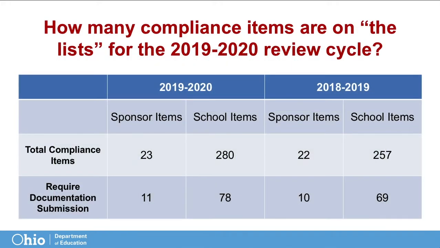So how many compliance items are on the worksheets for 2019-2020? For the review cycle, there are 23 sponsor-level compliance items included on the sponsor worksheet. 11 of the 23 sponsor-level items require sponsors to upload documentation to Epicenter. There are 282 school-level compliance items on the Oversight of Schools spreadsheet. However, 2 items are grayed out and are not included in the review. Therefore, the sponsor must only respond to a total of 280 school-level items. 78 of the 280 required school-level compliance items require sponsors to upload documentation to Epicenter.